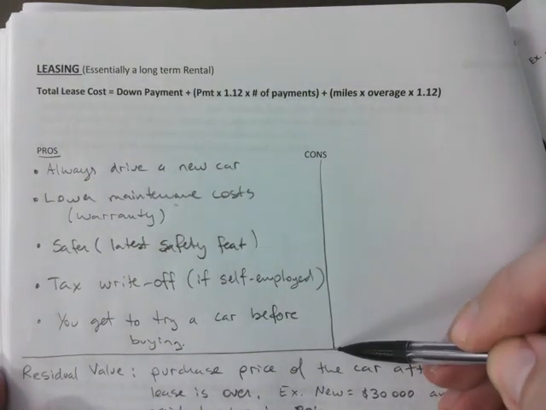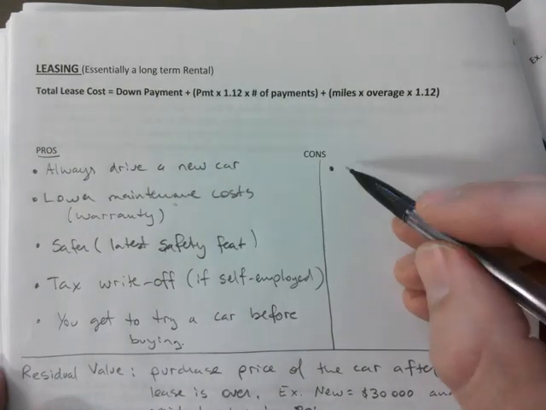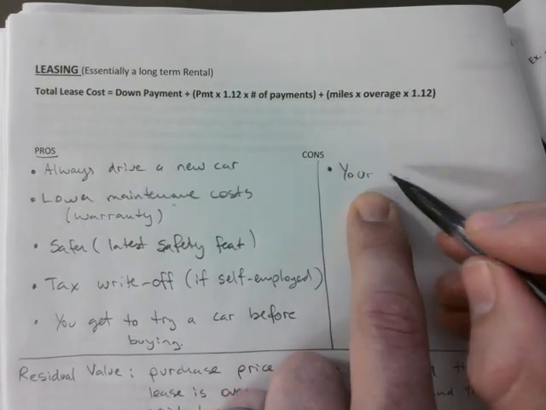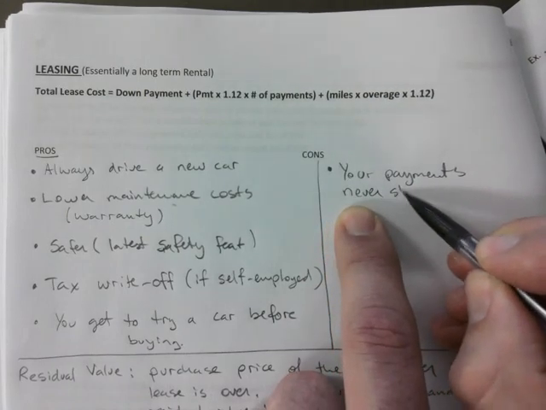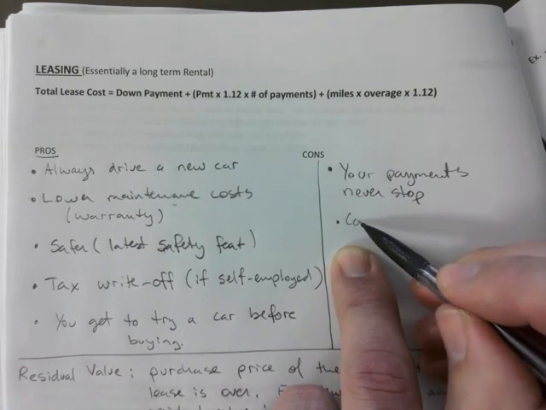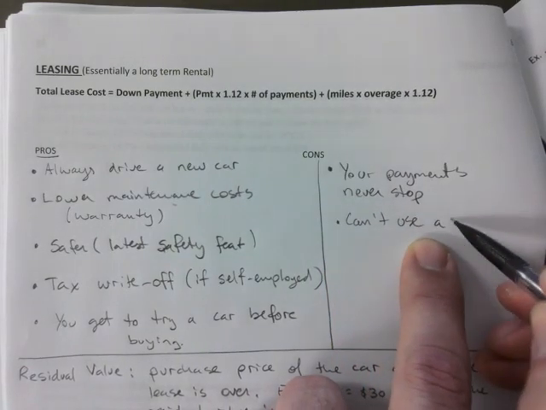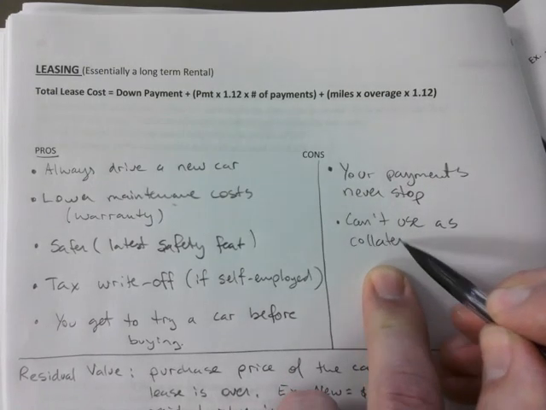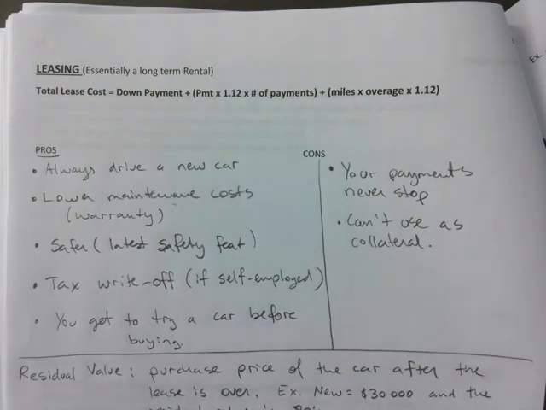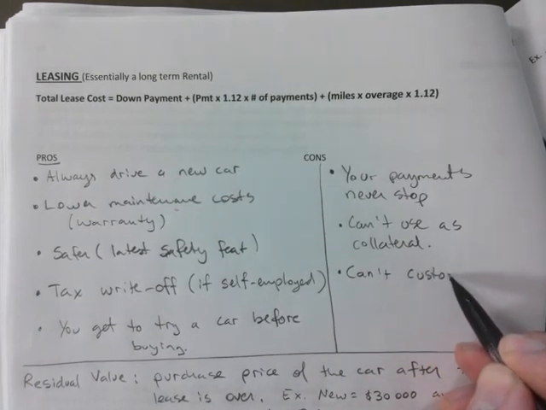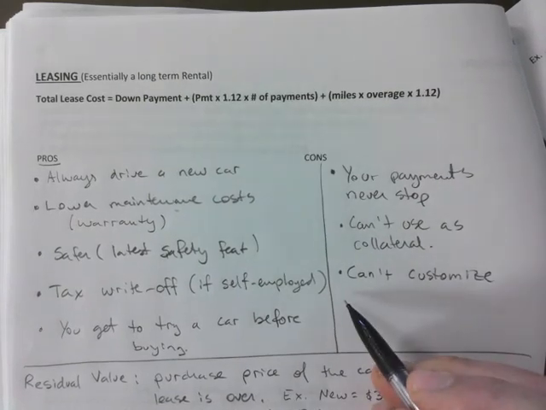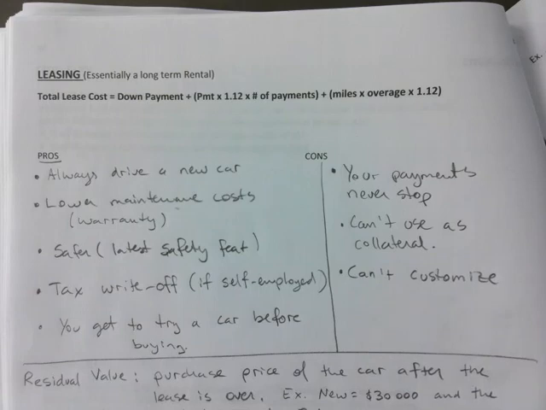So cons, disadvantages, your payments never stop. Can't use as collateral. You cannot say, oh, I have a car, can I get a loan, like my car is towards the loan in case I don't pay? Nope, you can't do that. You can't customize it. That's huge for some of us, right? Can't customize it. You can't change the muffler. You can't do anything like that. You can't even put decals on, really. You're not supposed to.